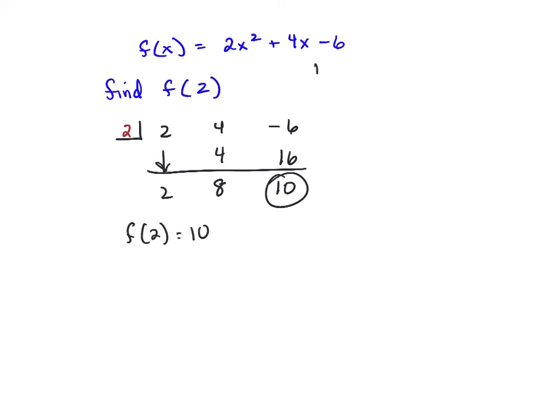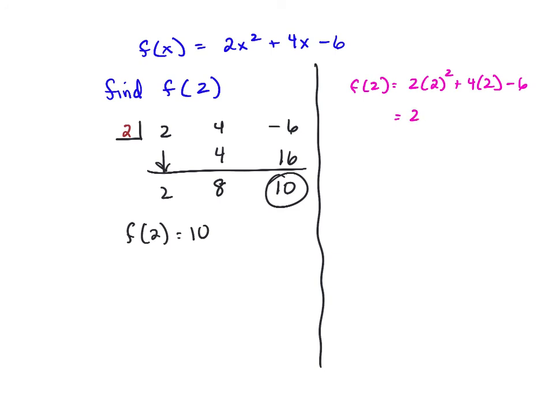I'm going to do it the old-fashioned way off to the right so you can see it works. If I want the f of 2, I'd write 2, and I'd replace my x's with 2's. That's 2 times 4 plus 8 minus 6. That's 8 plus 8 minus 6. That's 16 minus 6, and that is equal to 10 as well.